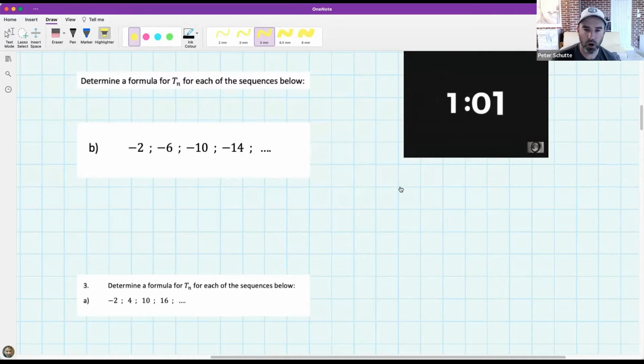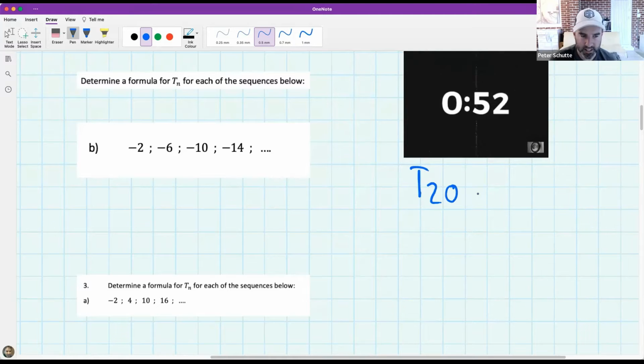And for those who are feeling like they're on top of this, I want you to also work out T20 for both these questions. So the original question asks you for Tn, but I want you to also find T20 for each of these, if you've got some spare time. We can do this, guys. And for those who don't understand, remember, ask your questions on the chat. There we go.